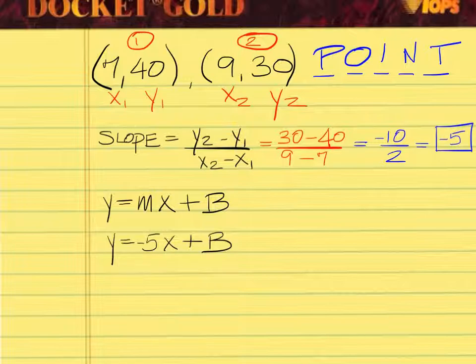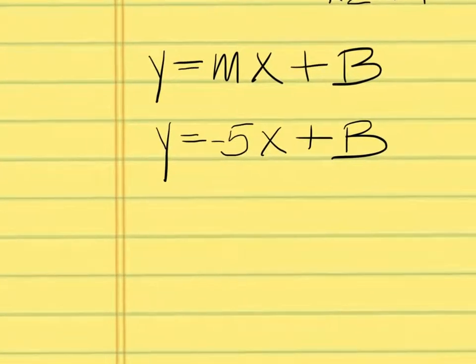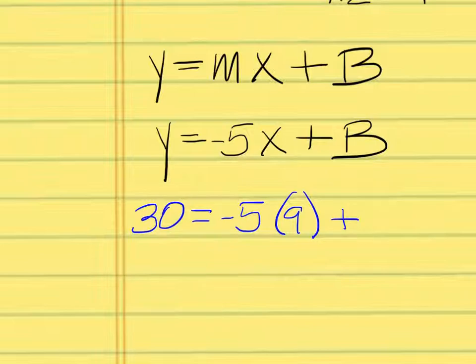So we're going to pick a point. Are you going to choose this one or this one? It makes no difference. Pick one. 9 and 30. All right. Remember that 9 is an x value and 30 is a y value. So 30 goes in for y and 9 goes in for x. You now have to solve for b.